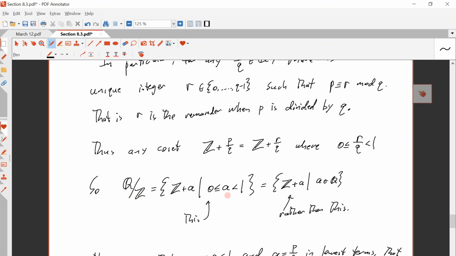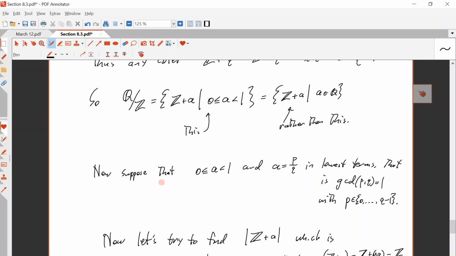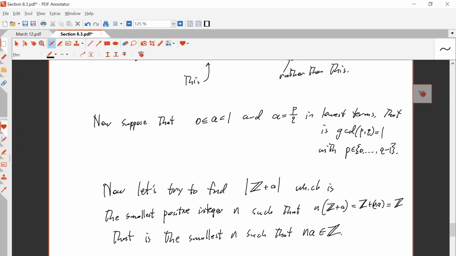Q mod Z is Z plus a, where a is a rational number between 0 and 1, including 0 but not 1, rather than just Z plus a, where a is any rational number. So now suppose that a is between 0 and 1, and p over q is in lowest terms. A fraction in lowest terms is when the numerator and denominator are relatively prime. For example, 6 over 8 is not in lowest terms because they have a common factor of 2, so you reduce it to 3 over 4. Now it's in lowest terms. So suppose you have that in lowest terms.